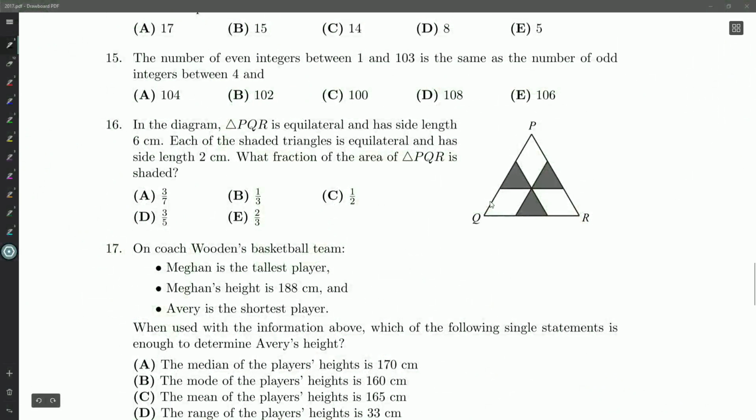Welcome back. Root Beer here, looking at question number 16 on our 2017 Gauss. In the diagram, triangle PQR is equilateral and has side length 6 centimeters. Each of the shaded triangles is equilateral and has a side length of 2. What fraction of the area of triangle PQR is shaded?